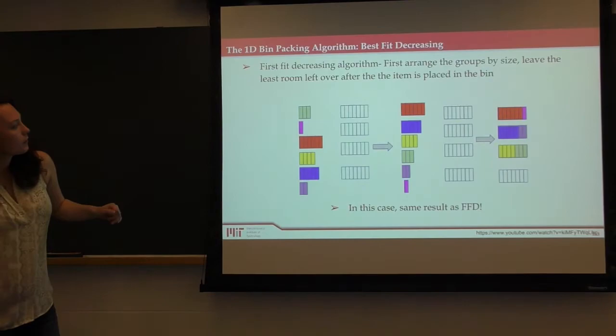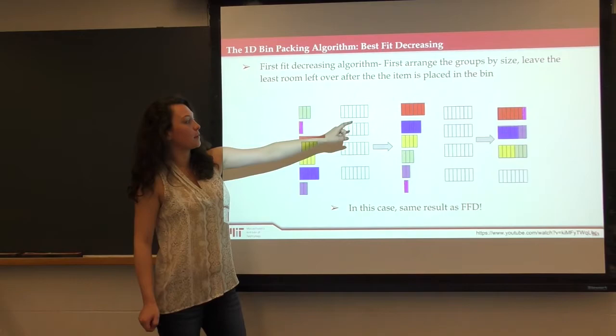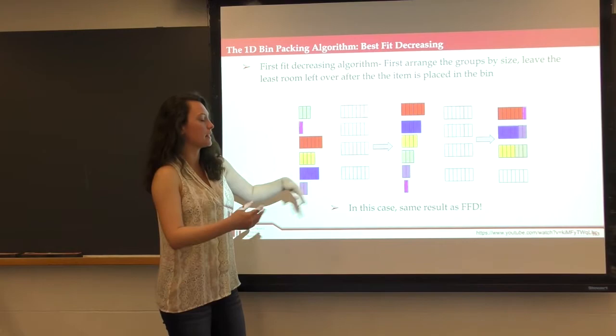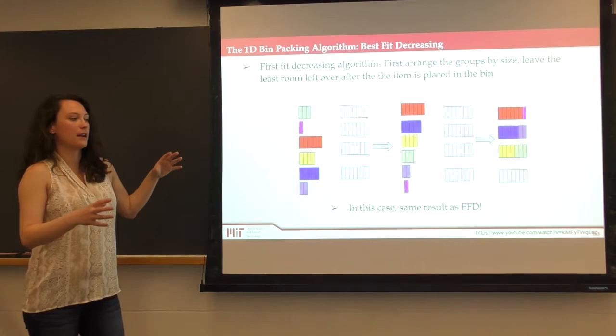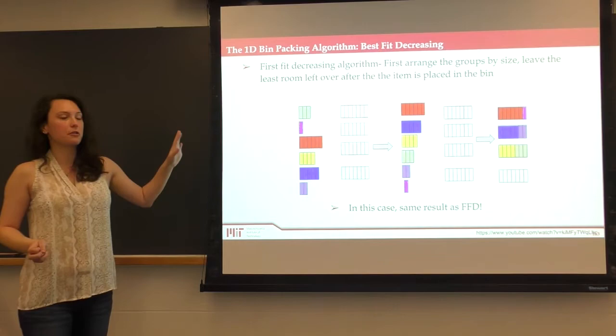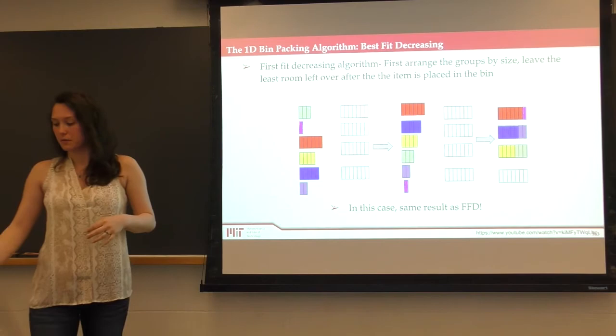Oh, sorry, so this is supposed to be best fit decreasing. So just another example. First, we want to arrange them by size, and then we place them in their decreasing order in the place where they leave the least room available at the end. And in this case, you can see it actually gives you the same result as first fit decreasing. There are a bit more flavors and variations that become more apparent as the number of objects and the size of the objects change. But I felt like these gives you a really good overview. And so when you think of all of these construction heuristics like first fit, next fit, worst fit, best fit, think of them as building blocks that are used in the future algorithms.